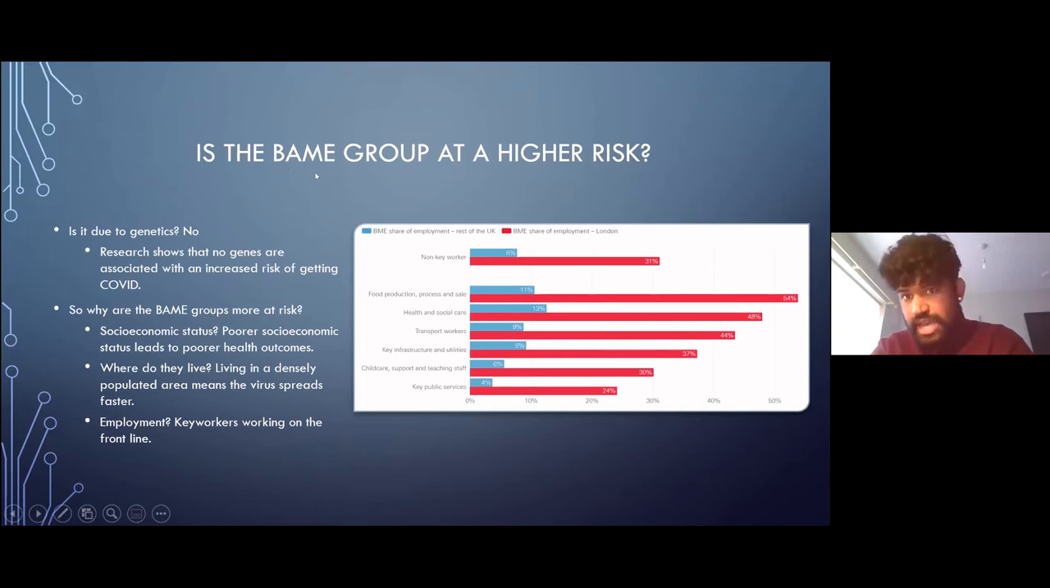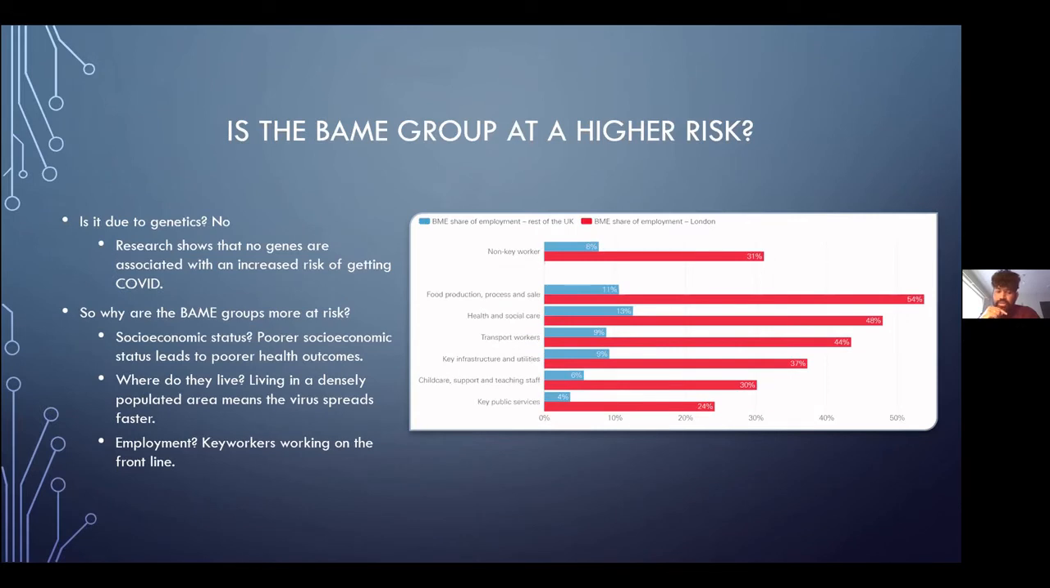No specific group is at a higher risk, but if that's the case, then why is it that the Black, Asian, minority group is more at risk? That's because of their environment mainly, so that's to do with socioeconomic status. Poorer socioeconomic status is shown to have poorer health outcomes. It also depends on where you live. If you live in a densely populated area, then you're more likely to spread it to other people because the population is much higher, and also the line of work that you do. Key workers are more exposed to the disease, so therefore they're more likely to get it.